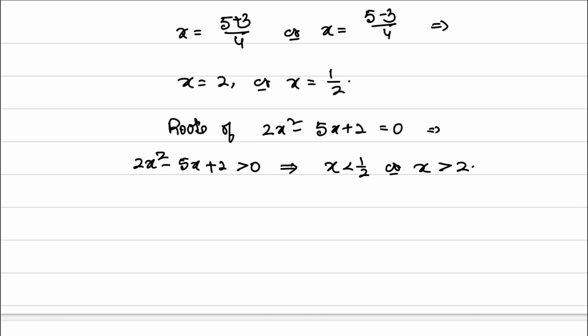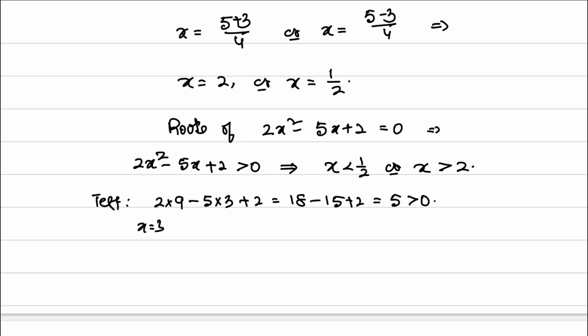For example, x is equal to 3. Let us verify. 2 into 9 minus 5 into 3 plus 2, that is 18 minus 15 plus 2, that is equal to 5, that is greater than 0. Either x should be greater than 2 or x should be less than half.